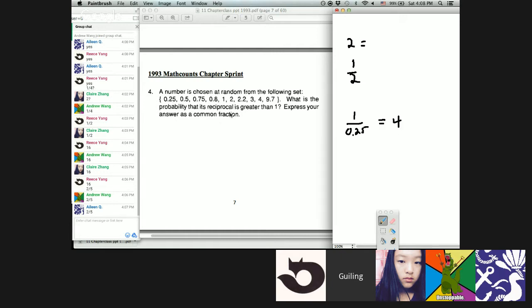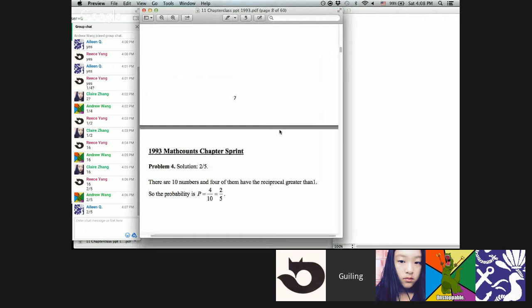So basically, the problem asks for the probability that you choose a number that is less than 1. And you see there are 4 numbers that are less than 1 out of the total 10 numbers. So the probability you choose a number that is less than 1 is 4 out of 10, which simplifies to 2/5.